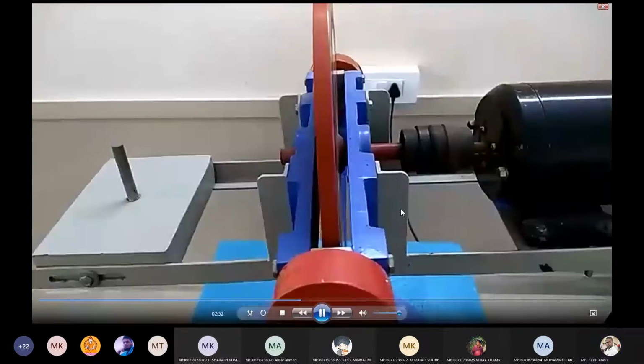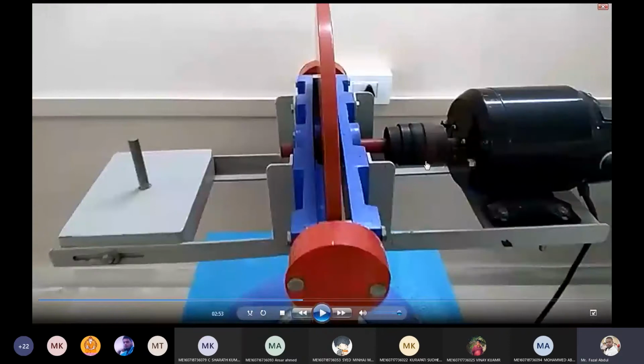When the current supply is on, the setup starts rotating. We have to wait for a few minutes, like 2 or 3 minutes, to get it balanced. We have to wait for some time.